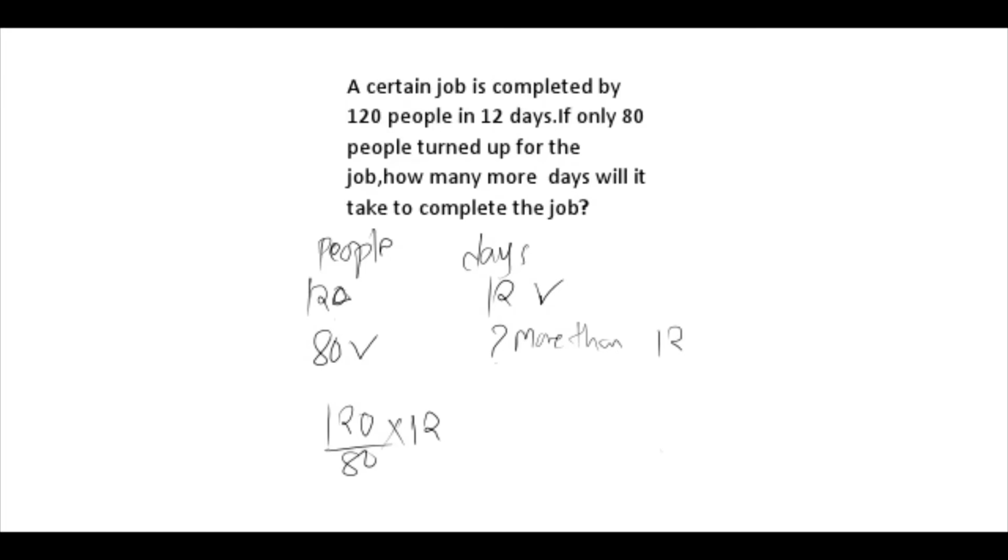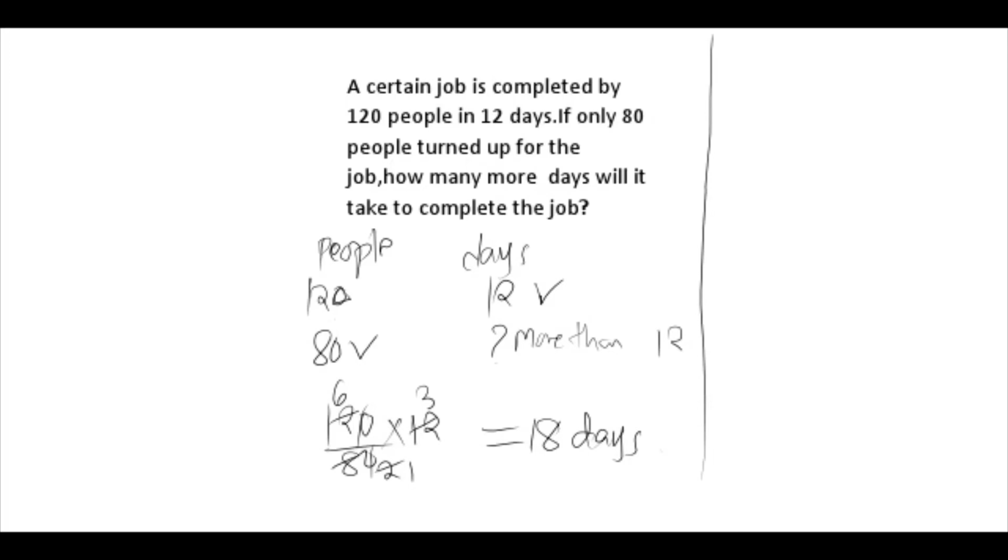So we have 0 and 0 cancelling. We have 8 divided by 4 is 2. 12 divided by 4 is 3. 2 divided by 2 is 1. 12 divided by 2 is 6. So we have 6 times 3. This gives us 18. So we have 18 days. So the 8 people will work for 18 days.